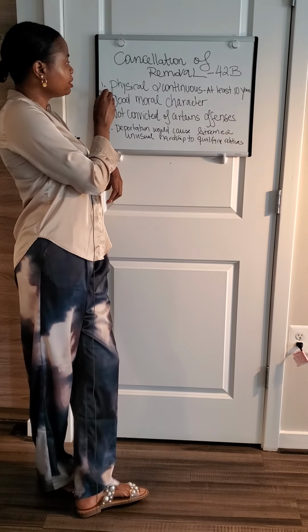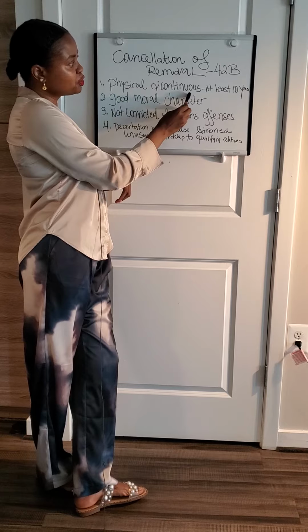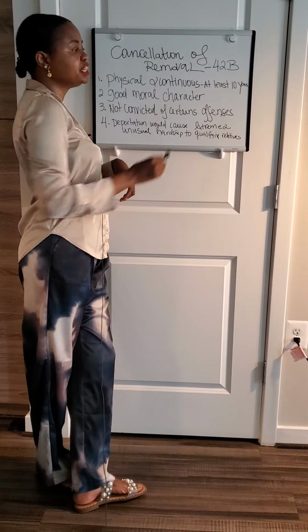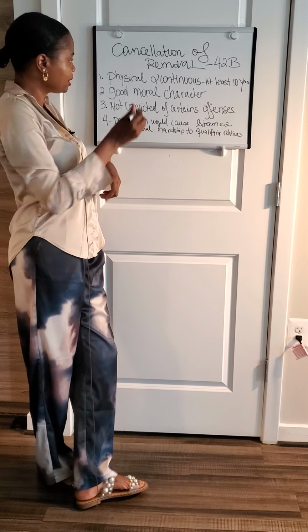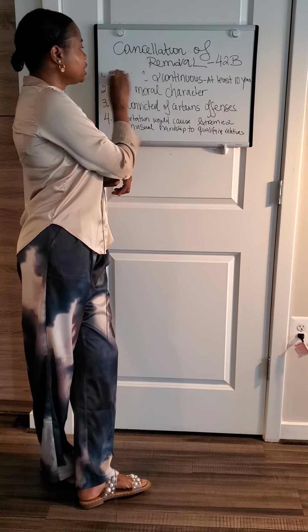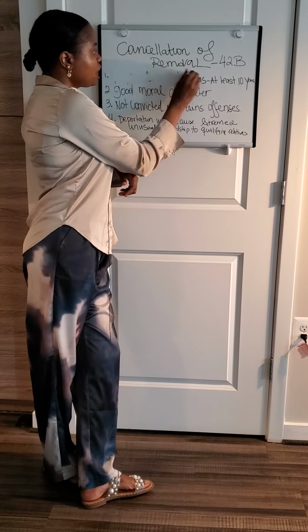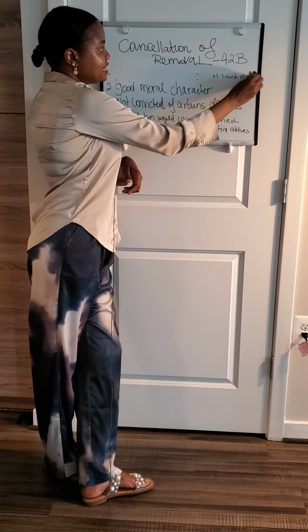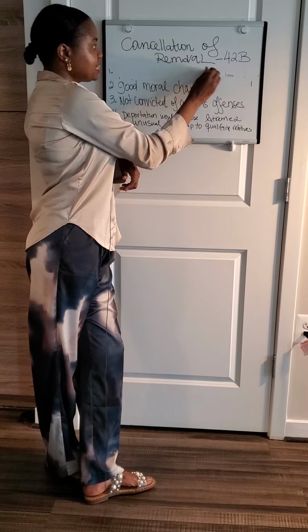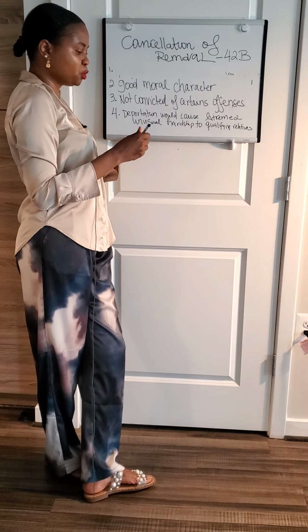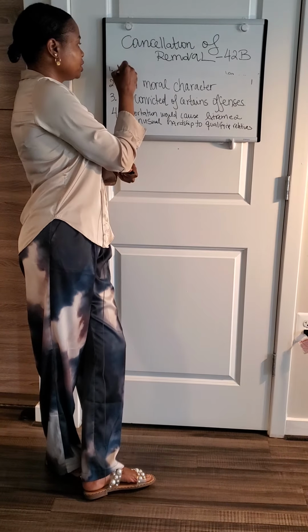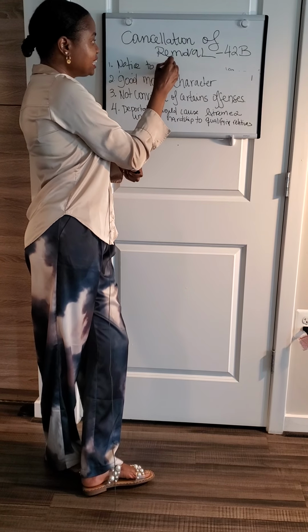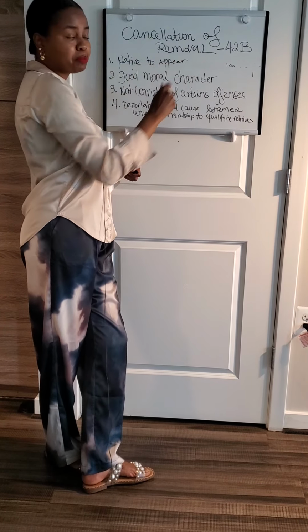The first requirement: physical and continuous presence in the United States for at least 10 years. How do you count that? I'm going to erase this and tell you how you count it, okay? So, how do you count physical and continuous presence for at least 10 years in the United States? Number 1, you look at your notice to appear, the date on the notice to appear.